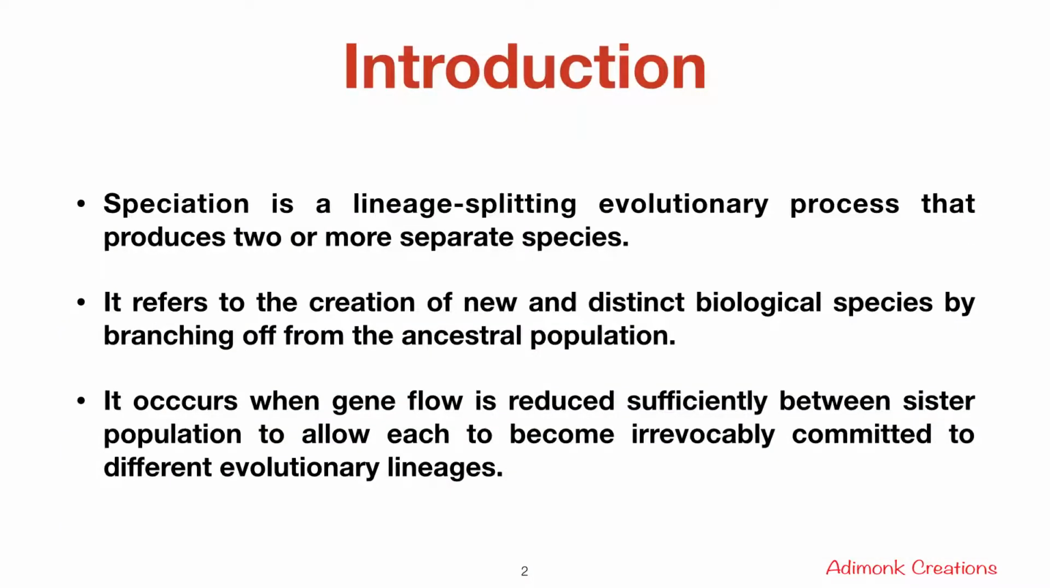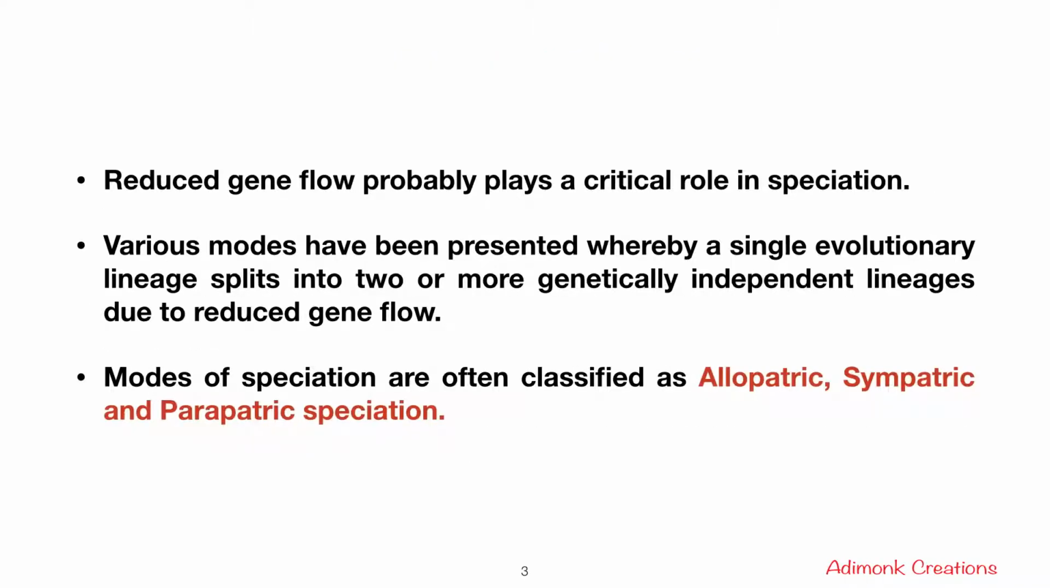So what is speciation? Speciation is a linear splitting evolutionary process that produces two or more separate species. So it refers to the creation of new and distinct biological species by branching off from the ancestral population. It occurs when gene flow is reduced sufficiently between sister populations to allow each to become irrevocably committed to different evolutionary lineages. So reduced gene flow probably plays a critical role in speciation.